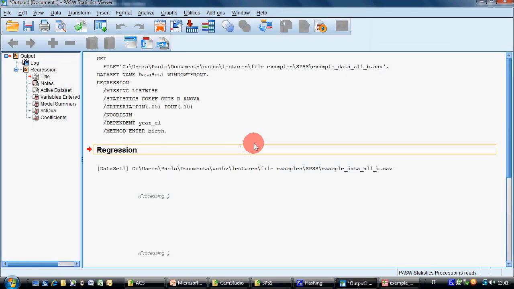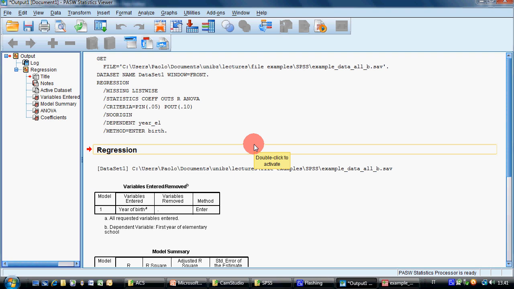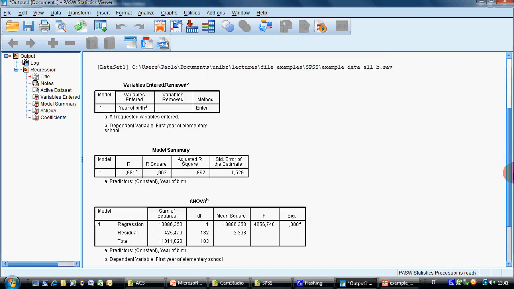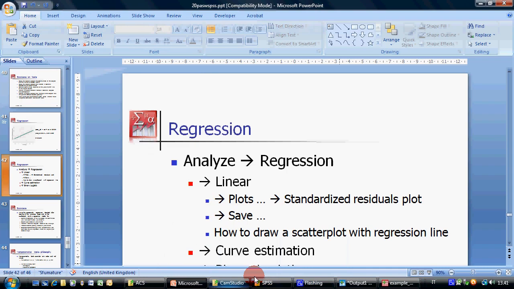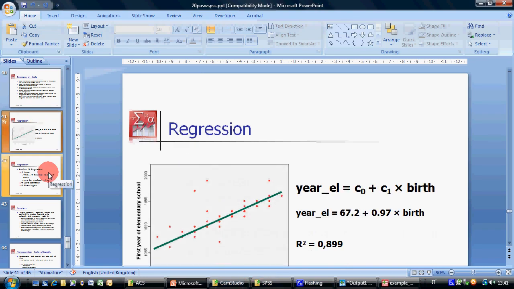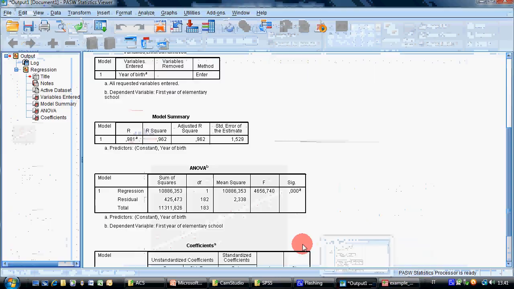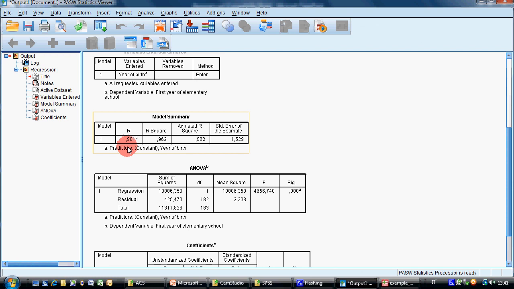and you get the result. Pay attention that in the result you do not get a scatter plot. We'll see later how to obtain it. So R squared is 0.962, even better than the results presented here. The results presented here reflect the data of 2 years ago, I think. So a very good R squared.